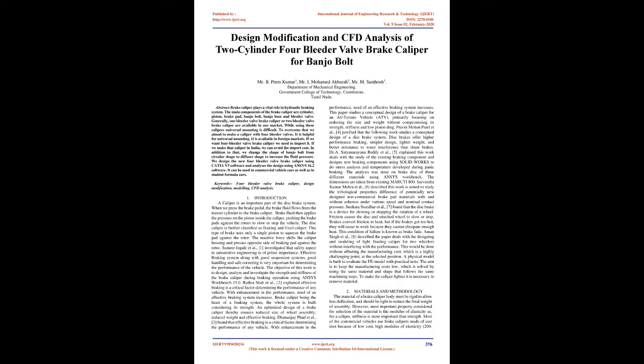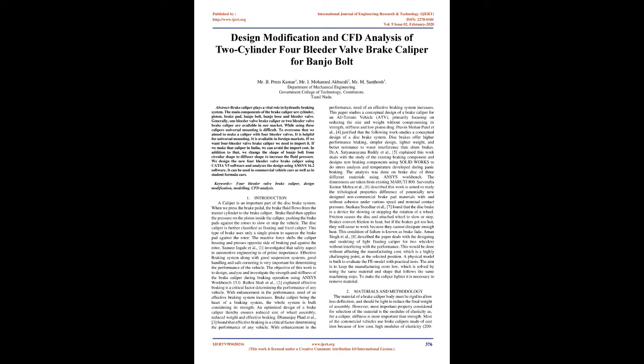Design Modification and CFD Analysis of 2-cylinder 4-bleeder valve brake caliper for Banjo bolt. Abstract: The brake caliper plays a vital role in the hydraulic braking system. The main components of the brake caliper are cylinder, piston, brake pad, banjo bolt, banjo hose and bleeder valve.